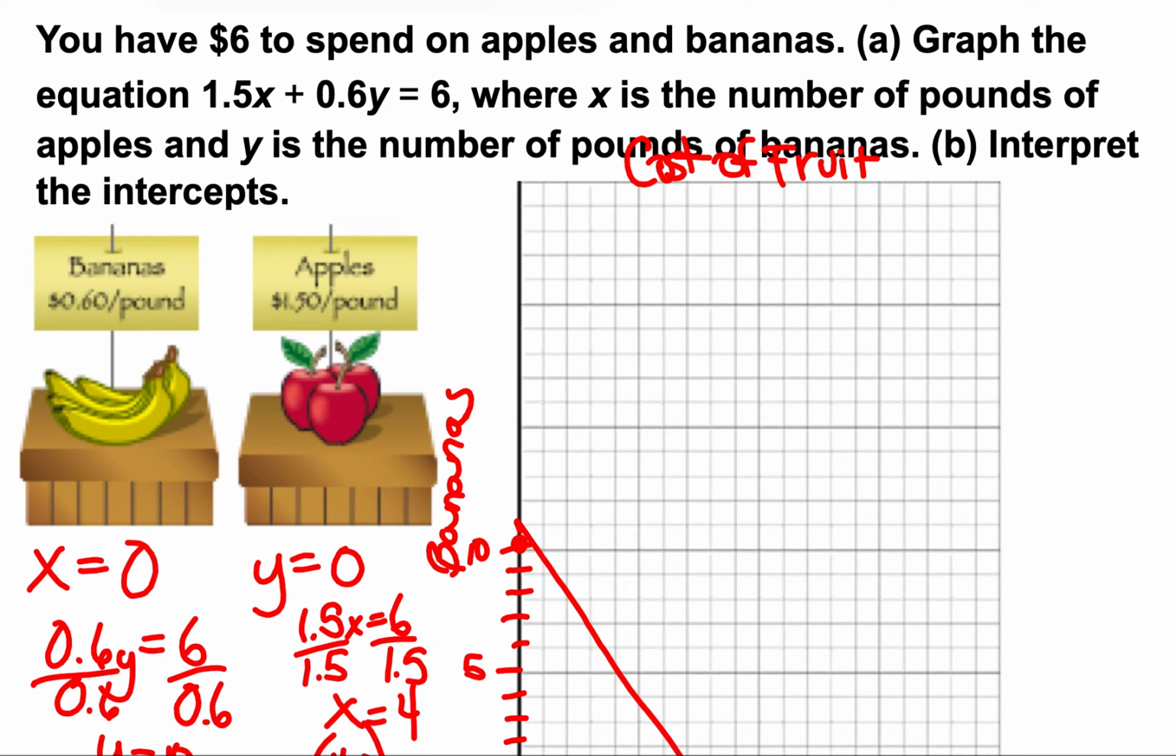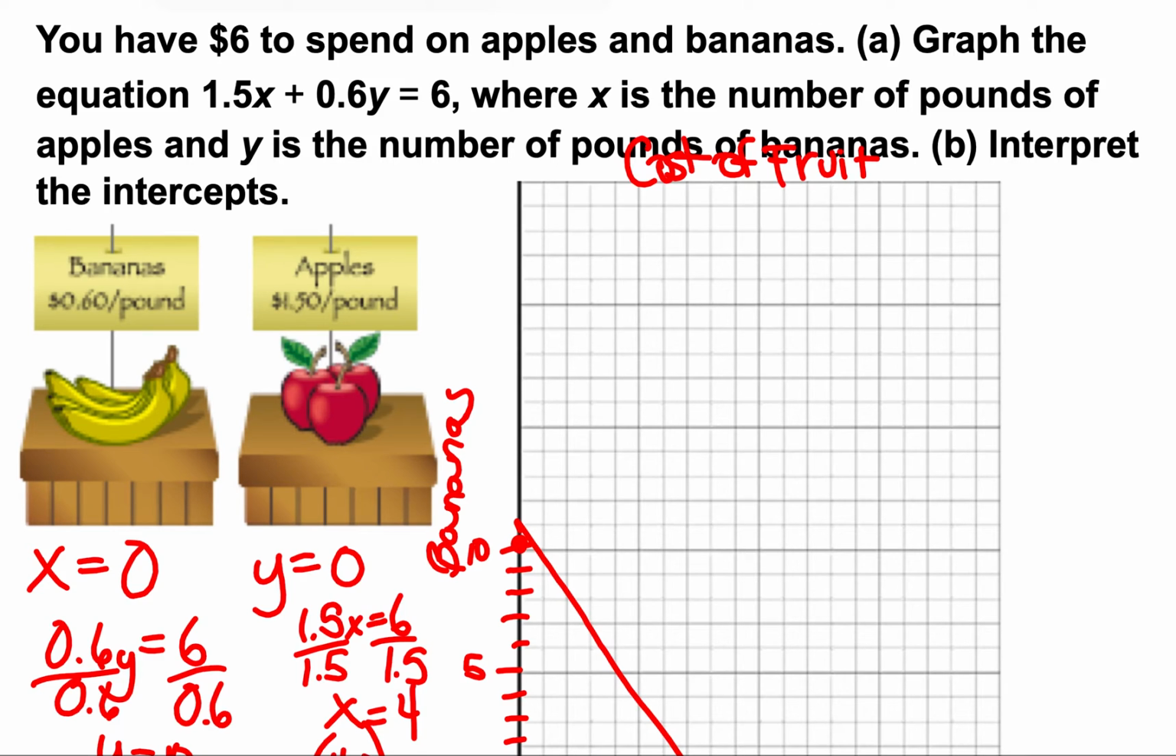All right, let's take a look at a story problem here. So it says you have $6 to spend on apples and bananas. Graph the equation 1.5x + 6/10 y = 6, where x is the number of pounds of apples and y is the number of pounds of bananas. And then interpret the intercepts. So they've asked to do a couple things.